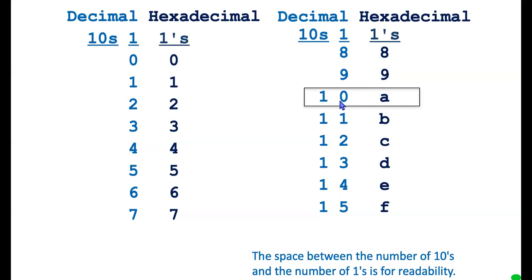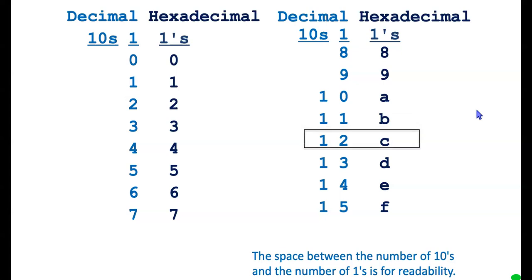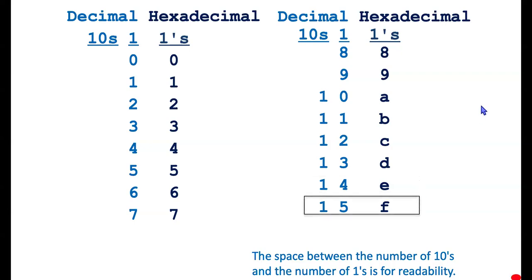What about 10 decimal? Remember, in decimal, we had 10 digits we could use, 0 through 9. In hex, we still have some more digits we can use. So 10 decimal is equal to A hexadecimal, 11 decimal, B hex, 12 decimal, C hex, 13 decimal, D hex, 14 decimal, E hex, and 15 decimal, F hex. This will make more sense in just a moment.